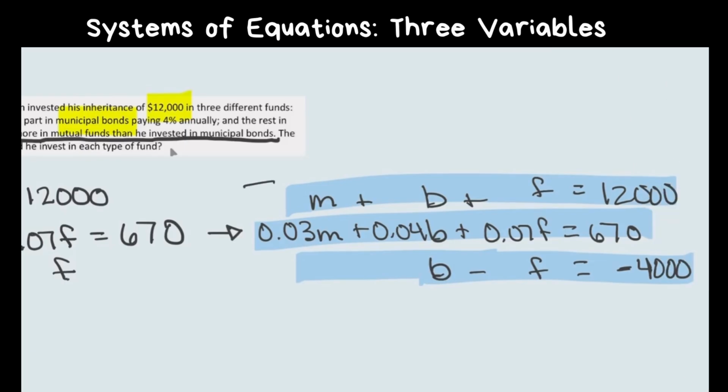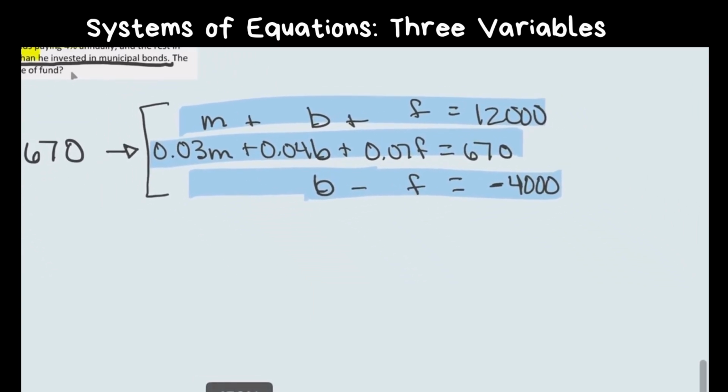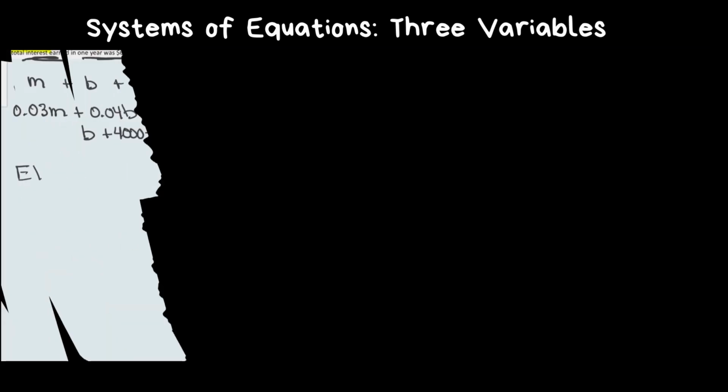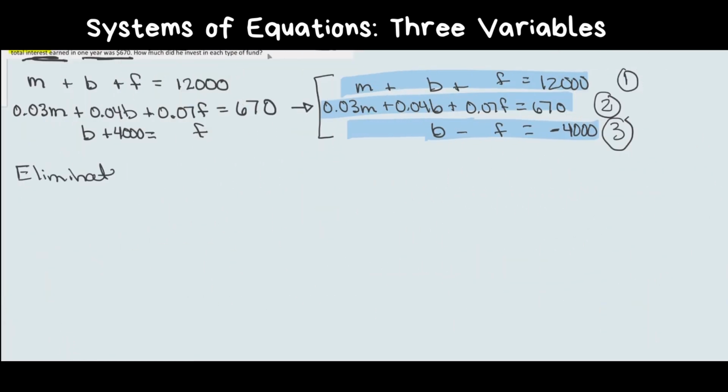And my method for solving is going to be the same as it was before, which is eliminate the same variable twice. So I'm going to label these equation 1, equation 2, equation 3. Now, I'm kind of a sneaky mathematician, so when I see that equation 3 already has M eliminated, I'm going to choose to eliminate M. And I'm going to use equation 1 and equation 2, okay?